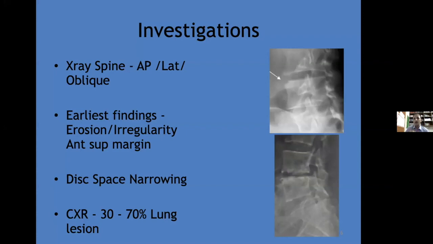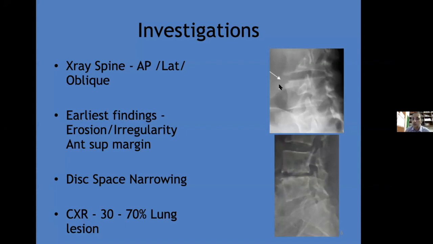So that is why you should study the X-ray minutely and try to pick the erosion and irregularity in the anterior superior margin. There's something which I keep teaching, and that's the concept of the white line. See, these are the white lines. So the white line constitutes a normal end plate.